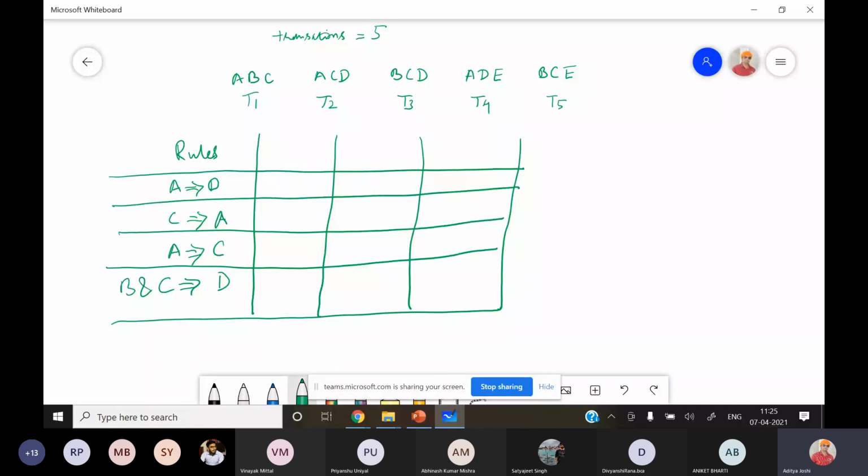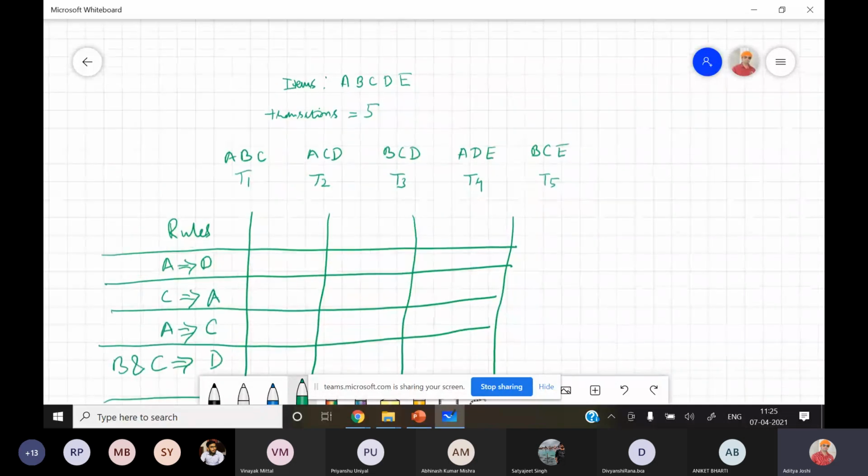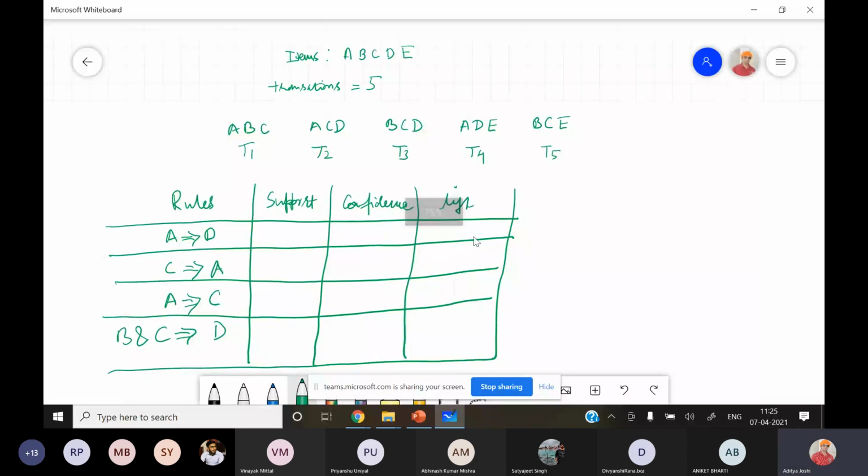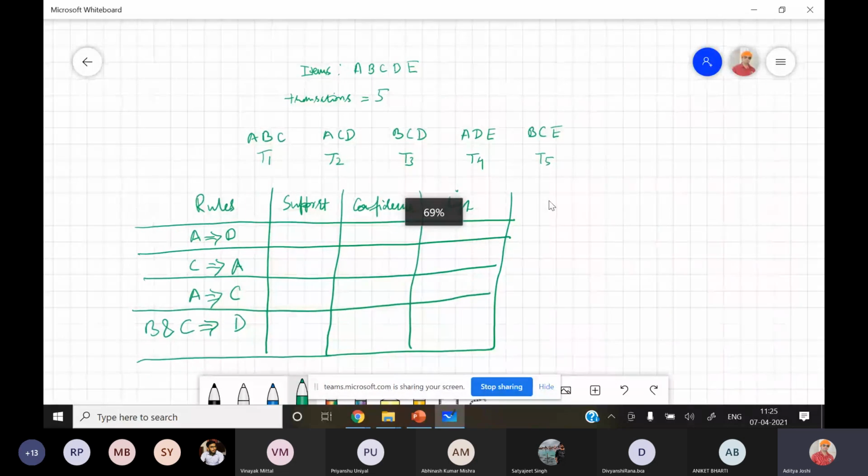The items are given in the examination: A, B, C, D, E are items. There are 5 transactions: A, B, C; A, C, D; B, C, D; A, D, E; B, C, E, which are T1, T2, T3, T4, T5. And these are the rules: A implies D, C implies A, A implies C, B and C implies D. These are the association rules. Now you have to calculate support, confidence, and lift. So how to calculate these?